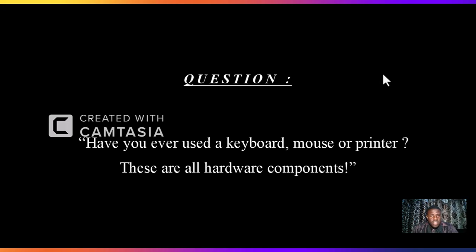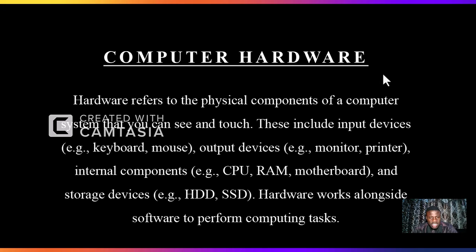So I have this question for you: have you ever used a keyboard, mouse or a printer before? If yes, then these are all hardware components. So what is computer hardware? We say hardware refers to the physical components of a computer system that you can see and touch. These include devices such as input devices, output devices, internal components and storage devices. And we say hardware works alongside software to perform computing tasks.